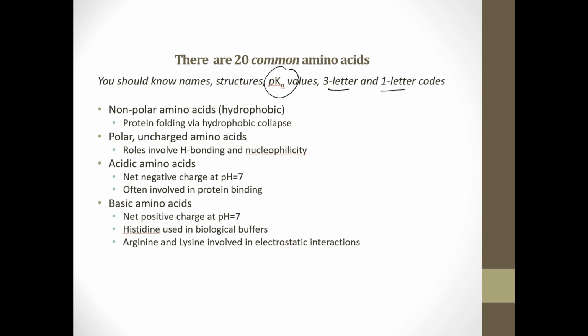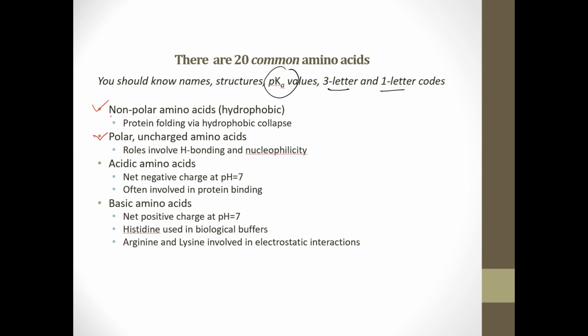And these 4 categories are nonpolar amino acids, which we have here. And these nonpolar amino acids are hydrophobic. They tend to be involved in the hydrophobic collapse of proteins during the initial folding processes as they form their higher levels of structure. We have the polar amino acids, which don't carry charges on the R group, meaning they don't have acid properties, but they are polar.